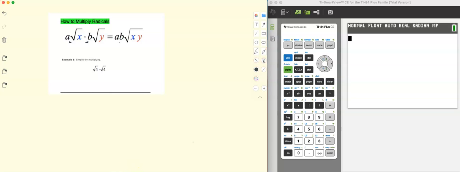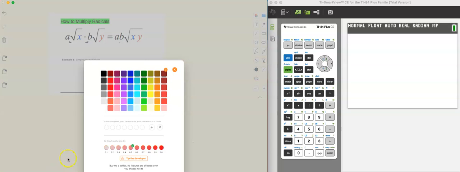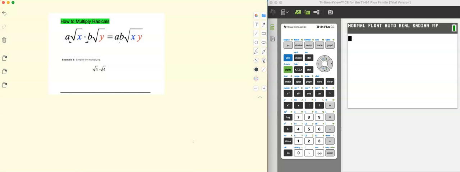Okay, so today we're going to look at multiplying radicals. Now, the way that we multiply radicals is that when I'm multiplying a radical, I have to ensure, let's pick a pretty color here.